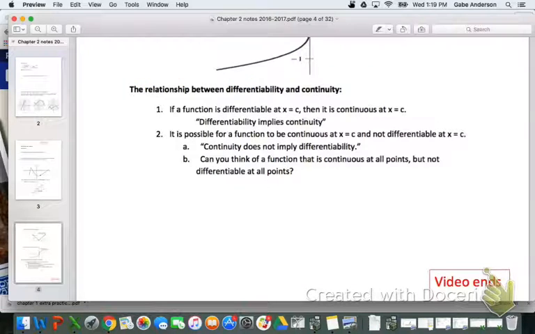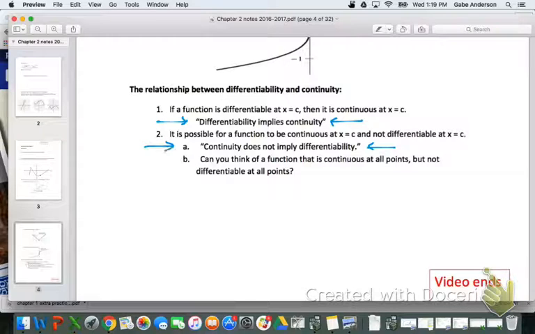I want to finish this video off by just talking about the relationship between differentiability and continuity. If a function is differentiable, then it is also continuous. And so this is a little phrase we'll use from time to time: differentiability implies continuity. So if the start of the question tells you that some function is differentiable, then you can assume that that function is also continuous. But the reverse of that is not true. Continuity does not imply differentiability.